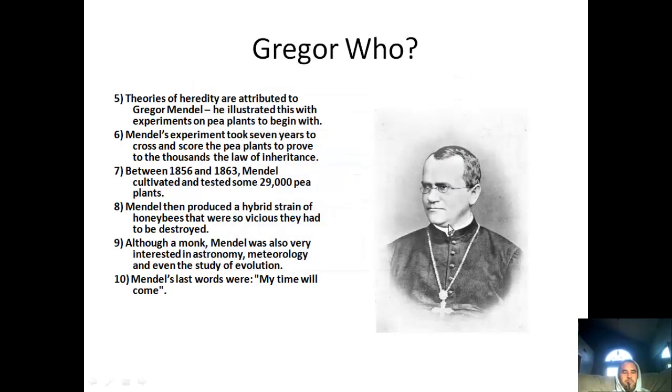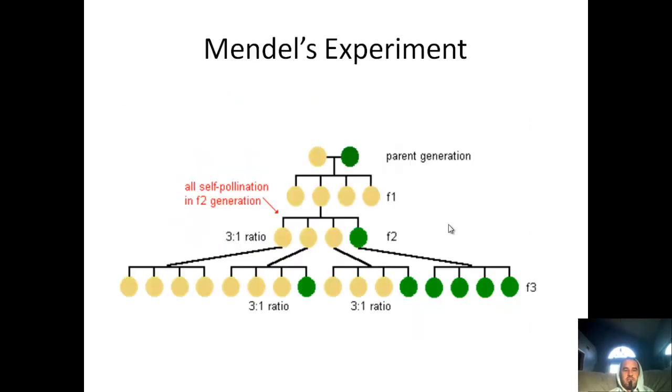So he was a monk, but he was also interested in astronomy, meteorology, and even the study of evolution. And his last words were, "My time will come," and that's because a lot of his theories and his experiments kind of got lost. It wasn't until much later that his initial discoveries were rediscovered, and scientists were able to use them in conjunction with evolution to talk about genetics. So he's kind of the father of genetics.